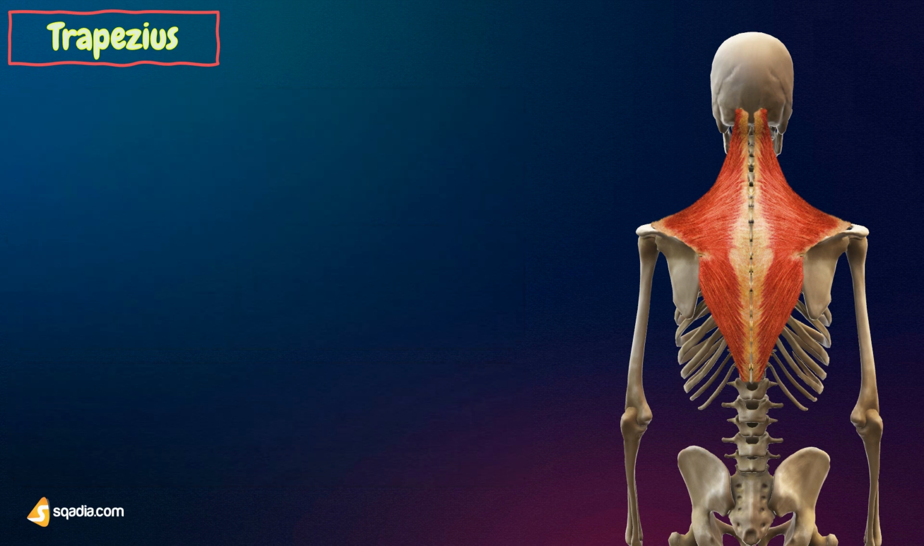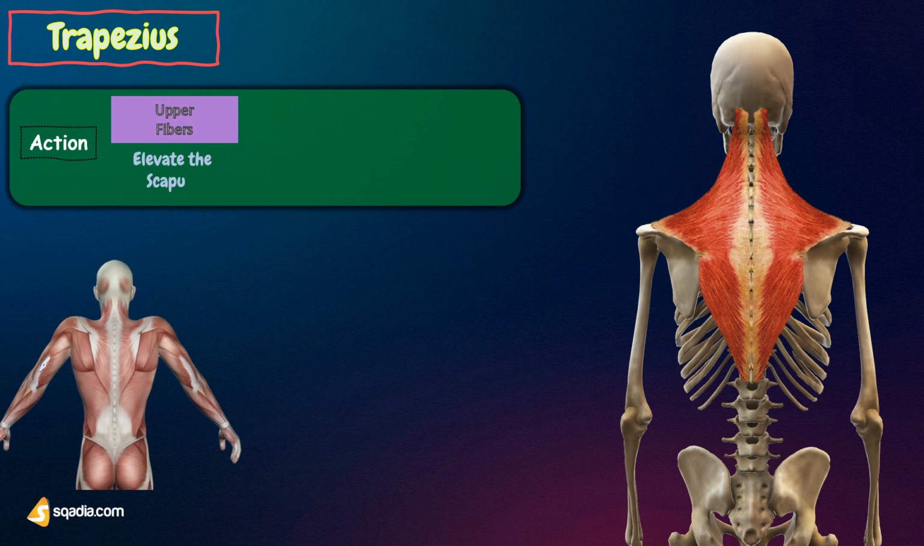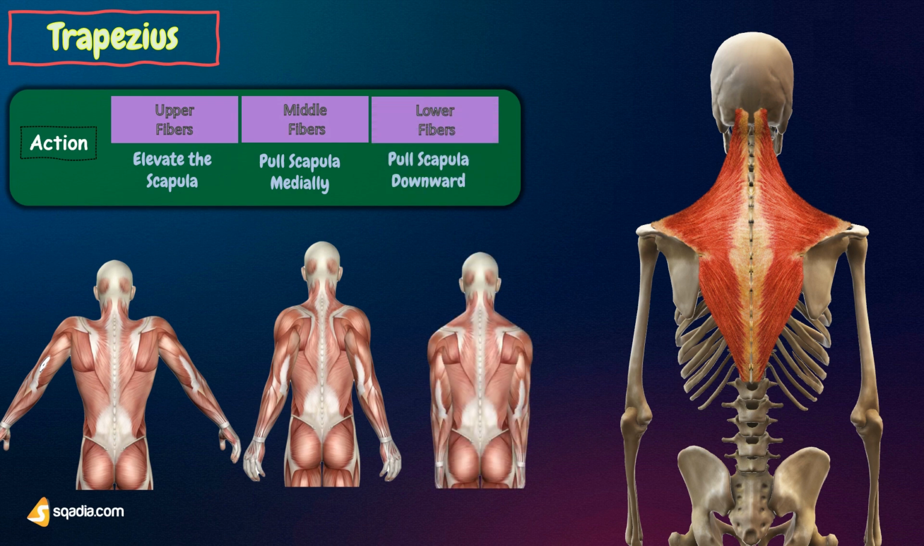The action of the muscle is determined by its attachments. As fibers of trapezius are inserted at the scapula, the main action of the muscle is its movement. The upper fibers elevate the scapula, while middle fibers pull the scapula medially, and lower fibers pull the scapula downward. You can remember the action of trapezius as shrugging of the shoulders.